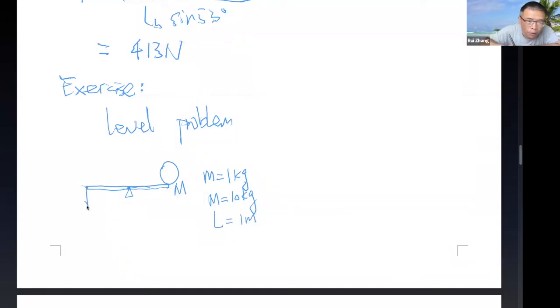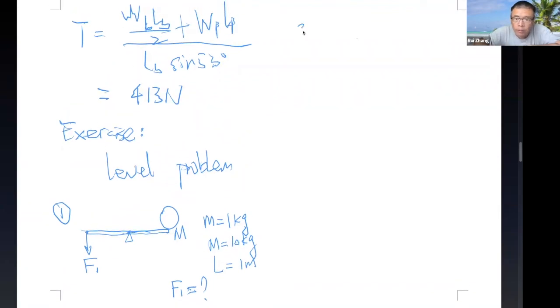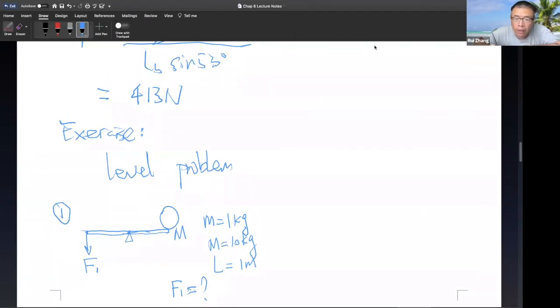And then you apply a force here to balance the lever, called F1, okay? So given all this information, this is right at the middle. So the question is, what is F1? Calculate F1, okay? How much force you need to balance the lever? This is our first problem, okay? The first one is really simple. The second one here is a little bit more complicated.